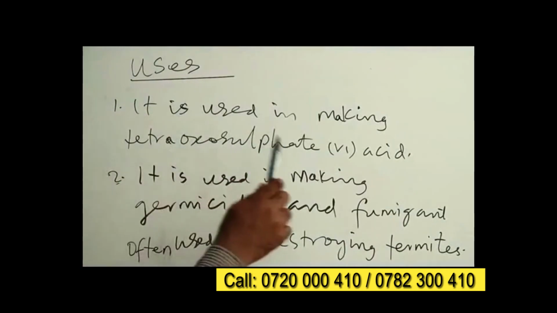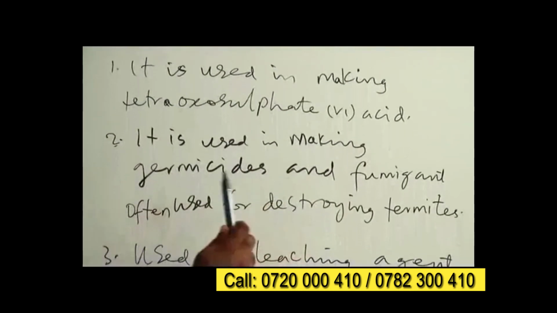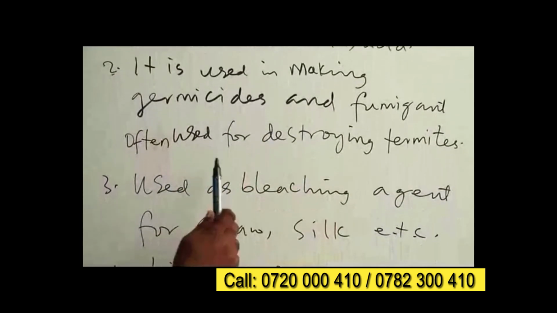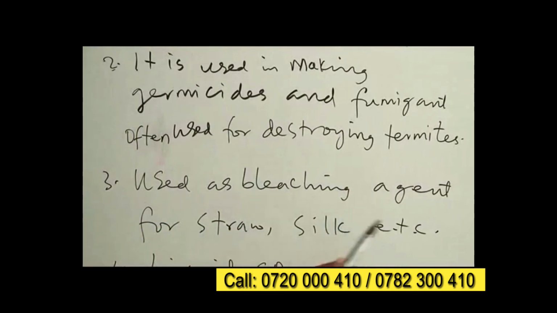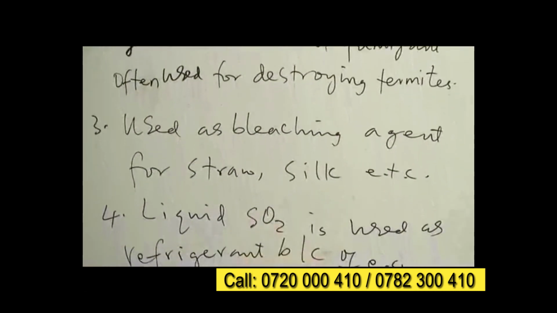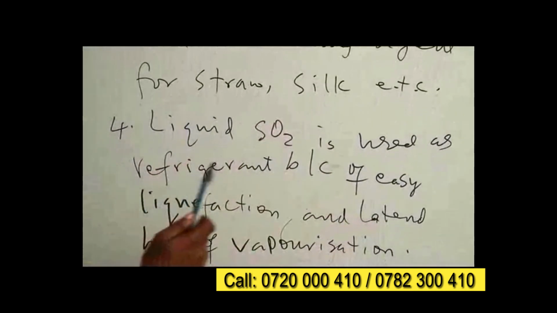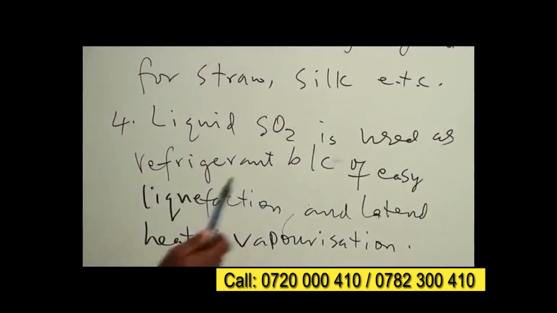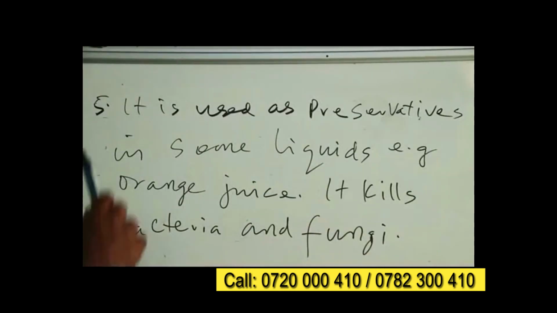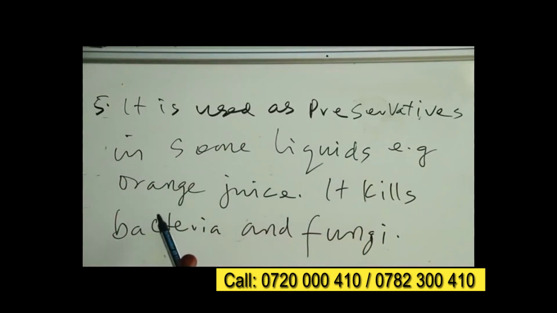Uses. Number 1. It is used in making tetraoxosulfate 6 acid. Number 2. It is used in making germicides and fumigants, often used for destroying termites. Number 3. It is used as a bleaching agent for straw, silk, etc. Number 4. Liquid SO2 is used as a refrigerant because of easy liquefaction and latent heat of vaporization. Number 5. It is used as a preservative in some liquids, for example orange juice. It kills bacteria and fungi.